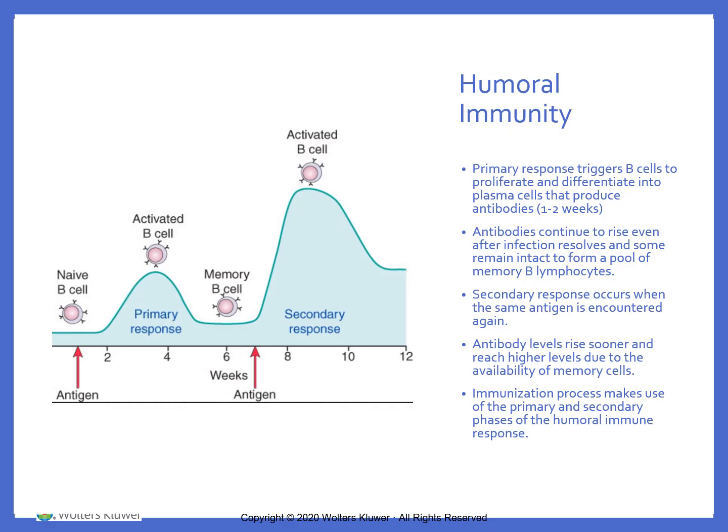So if that antigen is encountered again, we have this much more rapid rise in the activation of B cells, so much more exaggerated and rapid response the second time we encounter an antigen. So secondary response occurs when that same antigen is encountered again, and antibody levels rise sooner and reach higher levels due to the availability of those memory cells. This is also the process that immunization makes use of in both the primary and secondary phases of humoral immune responses.